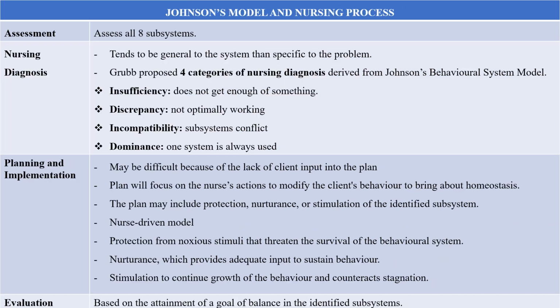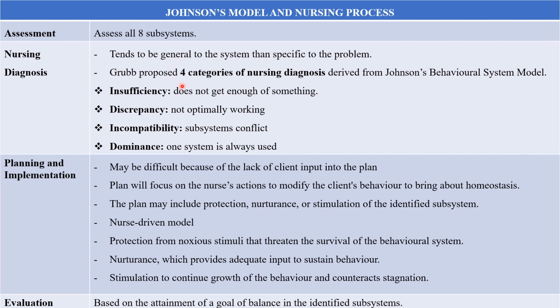Johnson's model and nursing process. How to apply Johnson's model in the hospital setting. First is assessment. We have to assess all the 8 subsystems. Second one, nursing diagnosis. It tends to be general to the system rather than specific to the problem. Here we are not considering the problem. NANDA nursing diagnosis is based on the problem, but here we are thinking about the system.